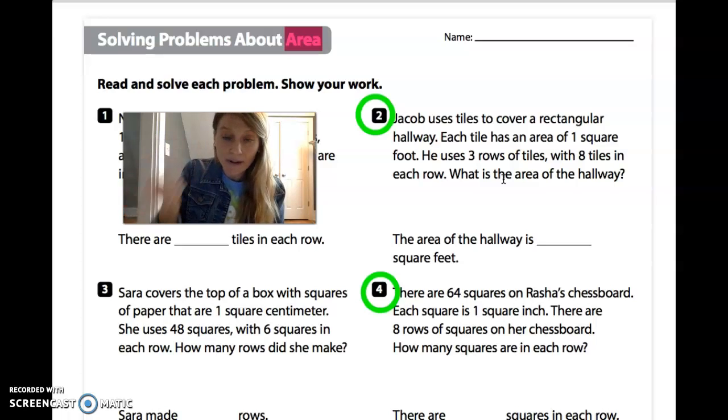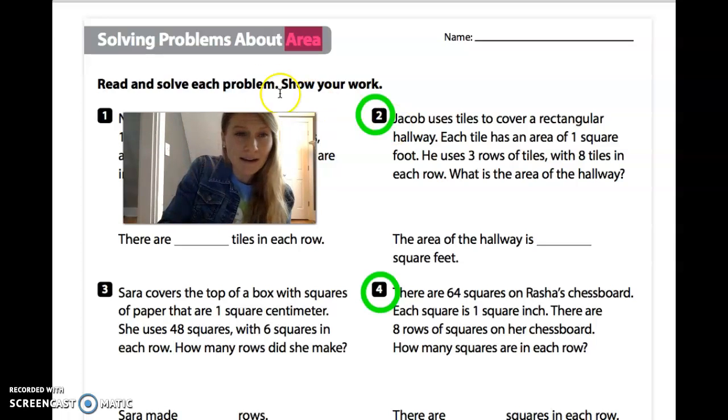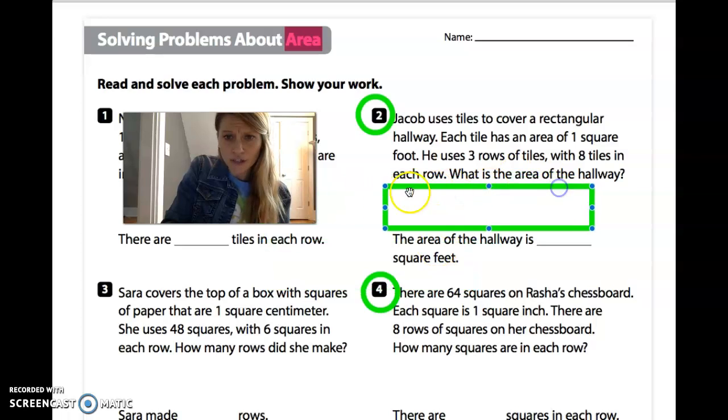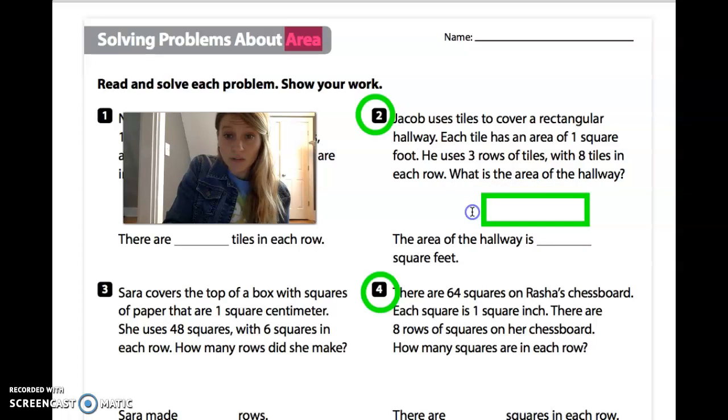So again, area, your brain should be thinking, oh, multiplication. That's right. So I have 3 rows of tiles, so row, row, row with 8 in each row. What's the area of that? Can you picture that? It's going to be 8 times 3. And I'm going to see if I can draw a picture here. I think I can. I'll make it smaller. This is always a good way to help yourself think about problems. So there's 3 rows.